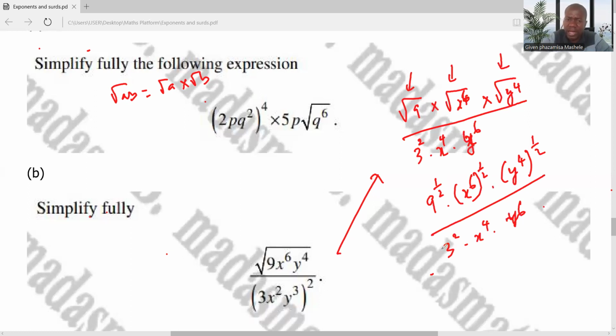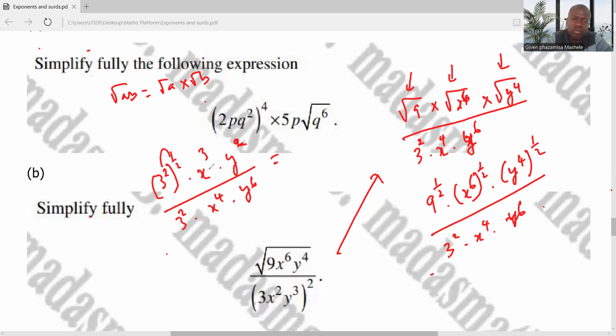Then we change 9 to have 3 squared, everything to the power of half. We multiply 6 with half, this will give us 3. We multiply 4 with half, this gives us 2. Everything to the power: 3 to the power of 2 with x to the power of 4 and y to the power of 6. So we multiply the 2. This will be 3 to the exponent of 1, x to the exponent of 3, y to the exponent of 2 over 3 to the exponent of 2, x to the power of 1, or x to the power of 4, and y to the power of 6.